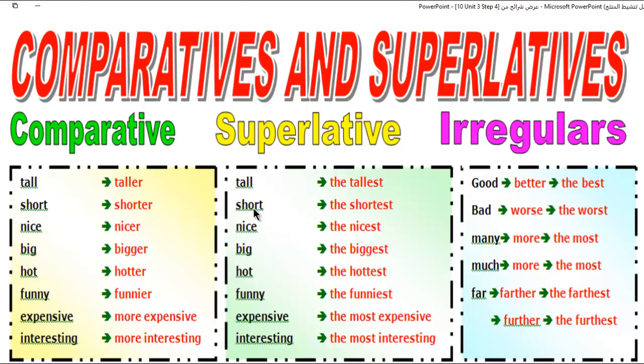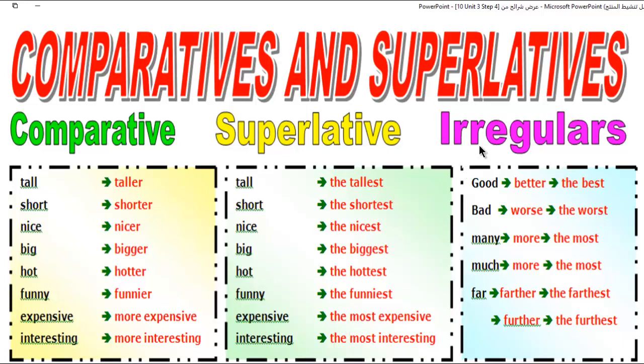Tall, the tallest. Short, the shortest. Nice, the nicest. Big, the biggest. Hot, the hottest. Funny, the funniest. Expensive, the most expensive. Interesting, the most interesting. The last two adjectives are long adjectives, so we add the most.